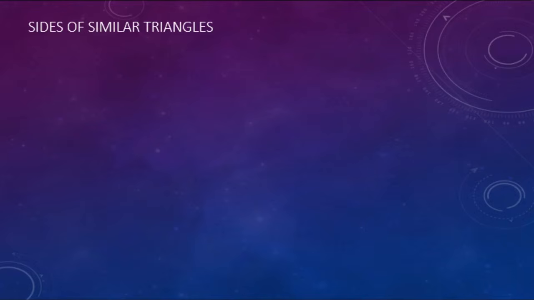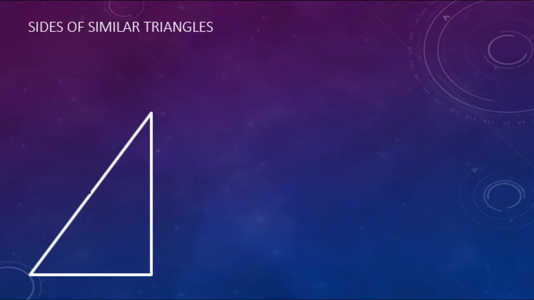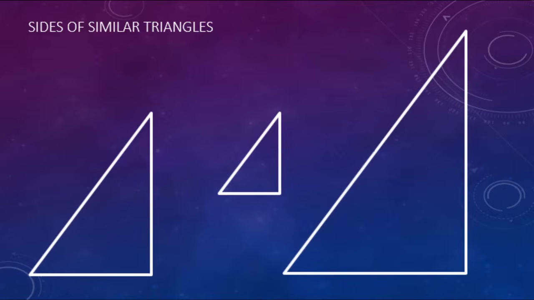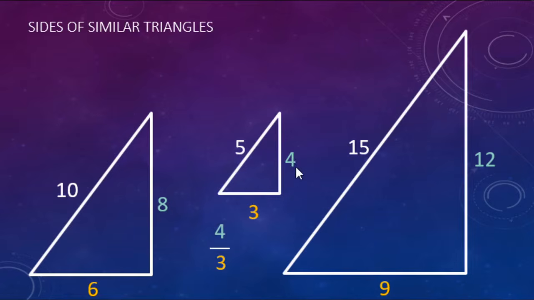So now let's look at sides of similar triangles. Here are 3 similar triangles up on the screen. The side lengths of the one on the left are 6, 8, and 10. We have 3, 4, and 5 for the middle one, and the big one, 9, 12, and 15. So we're going to be looking at the ratio of side lengths. Right away we're just going to use the green and the orange one. So that's going to be a 4:3 ratio for these two sides here.